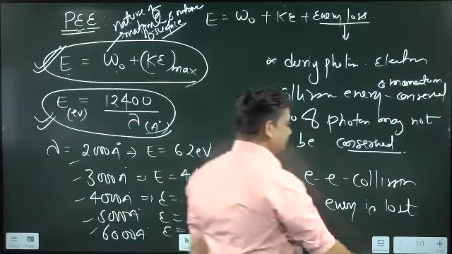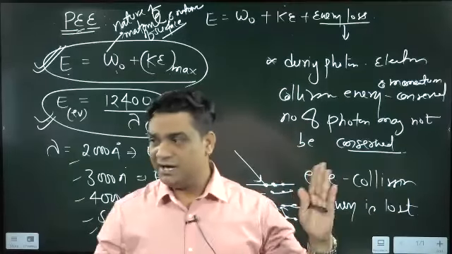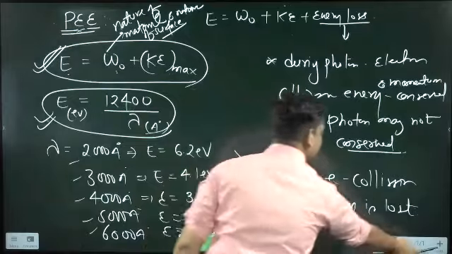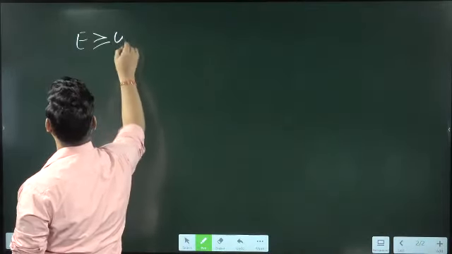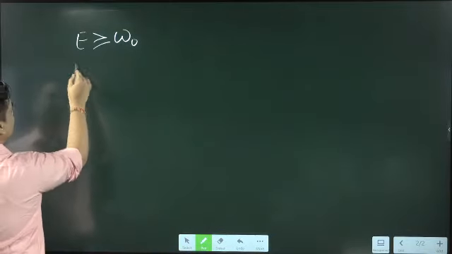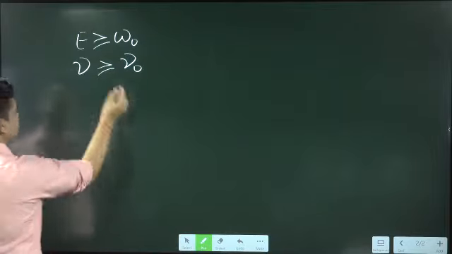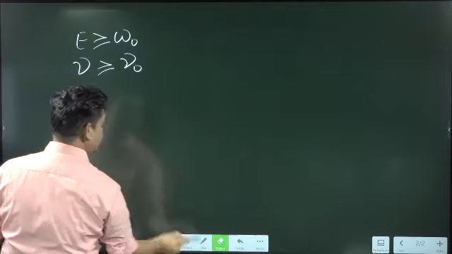Now in this one, one question he asked: which will be able to eject the electrons? Ultimately, energy should be more than work function, then only that will be able to eject the electrons. Energy should be more than or equal to work function. Energy is basically h nu. So I can write here, frequency should be more than or equal to threshold frequency.